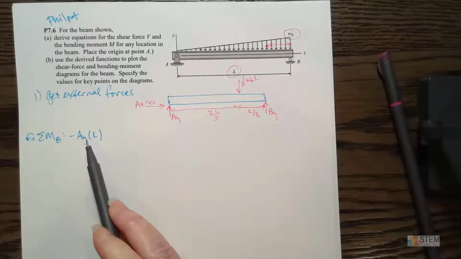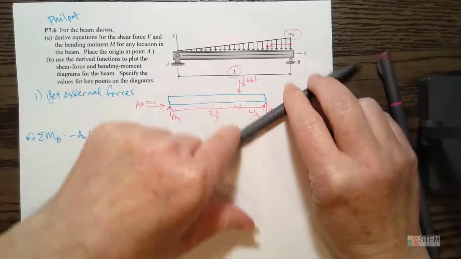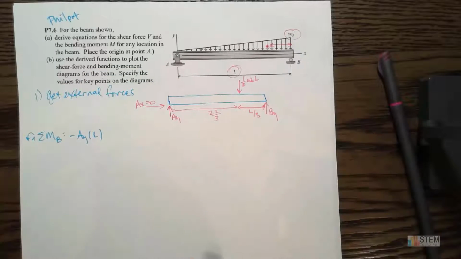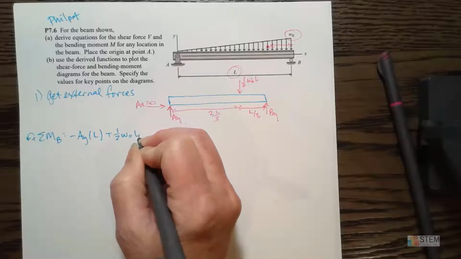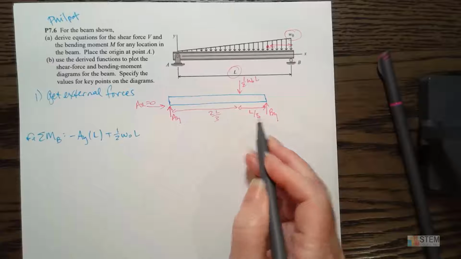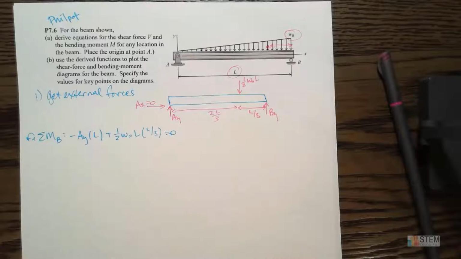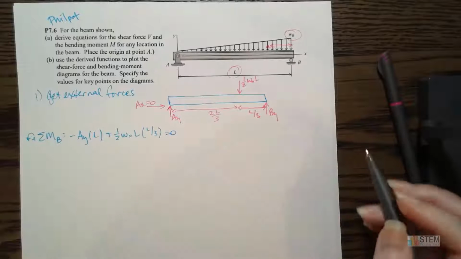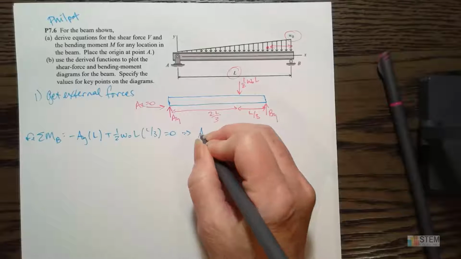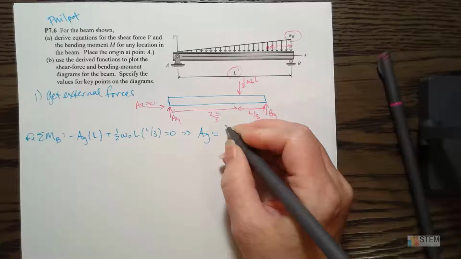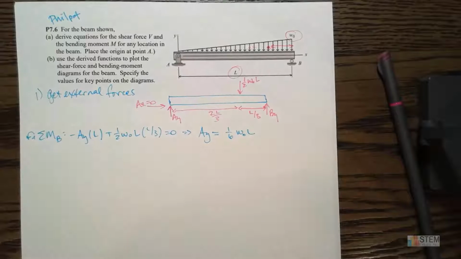All right, so we got that, and then I have this force here. So now that one's pushing down, right? So that's going to be counterclockwise, so positive. So positive 1/2 W0L, and then that distance is L/3. And then that's it, set it equal to 0, because we're doing the moment about B. So now that we have this, I can go ahead and solve for AY. And that is going to equal 1/6 omega naught L.